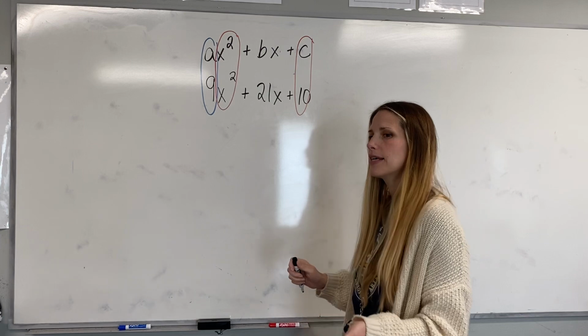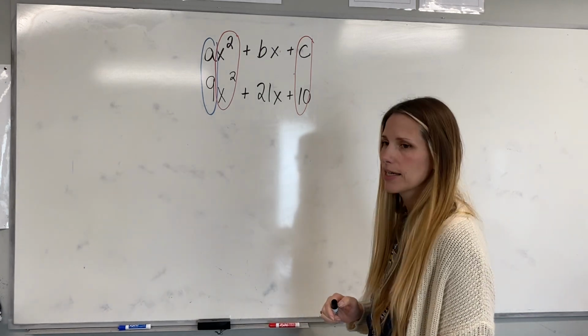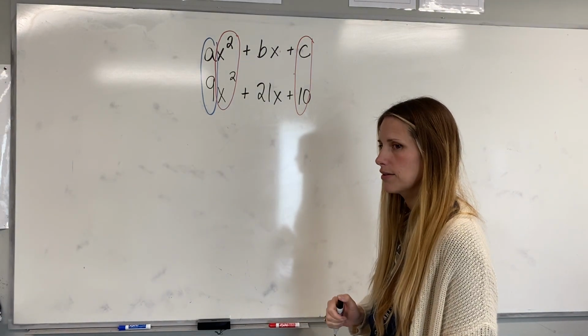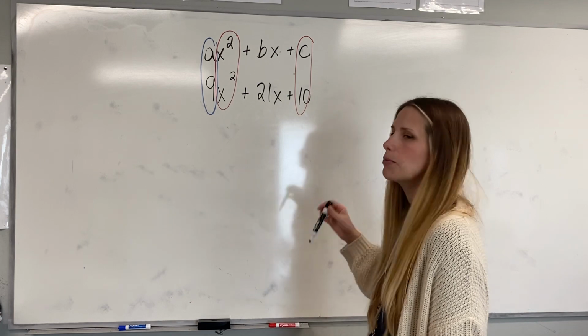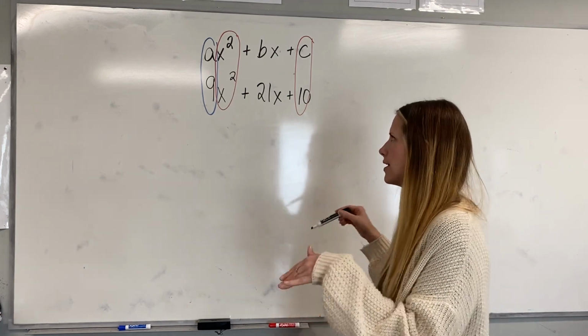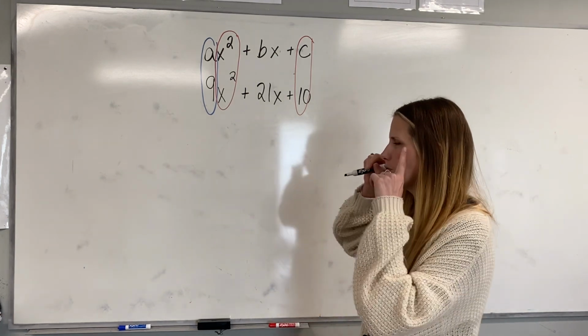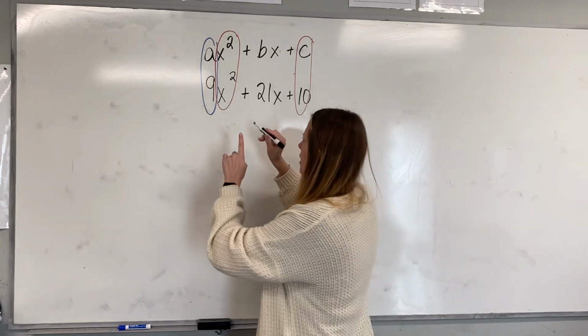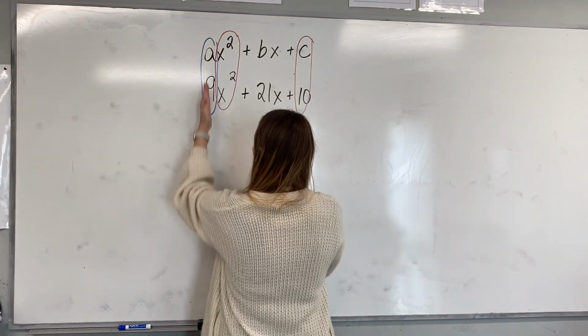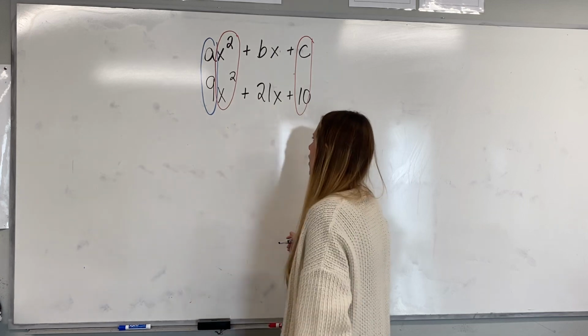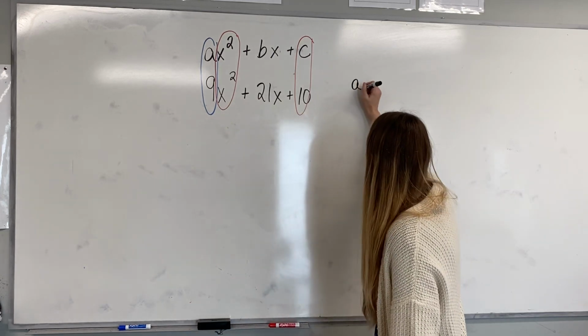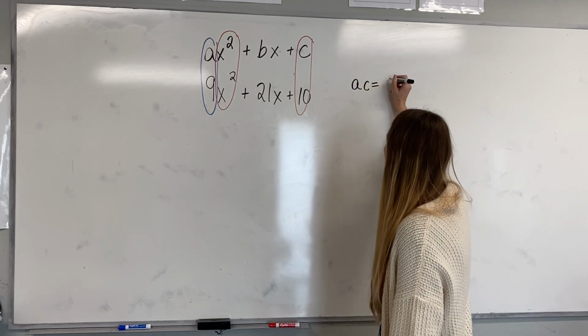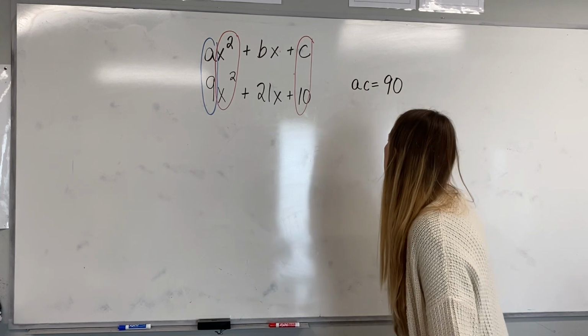So now again, tell me how to multiply A times C. 90. Right, it would be 9 times 10. Earlier you said 9x squared times 10, but you weren't remembering that the A part is just the coefficient part. It does not include the variable. So A times C would be 90.